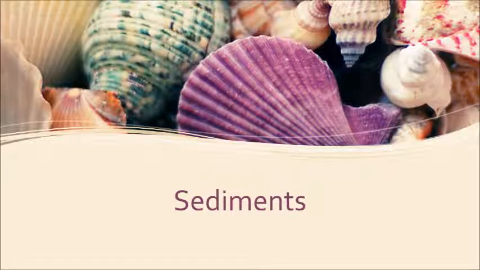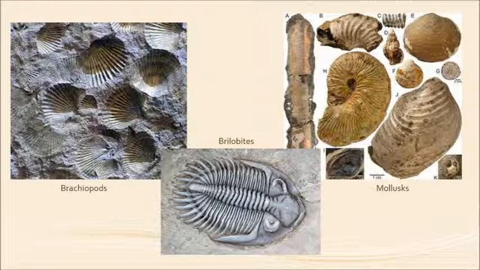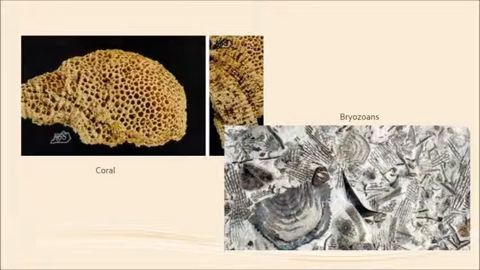Obviously, we are going to find sediments in sedimentary rocks, but which ones are most prevalent and why are they important? Sedimentary rocks contain invertebrate fossils such as trilobites, mollusks, brachiopods, corals, and bryozoans. These are great because all of these fossils can be used to determine the age of the rock surrounding them.